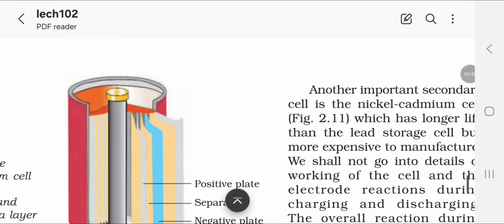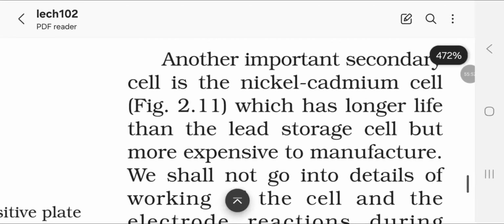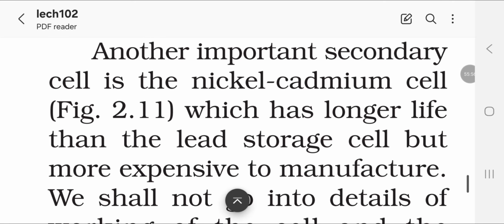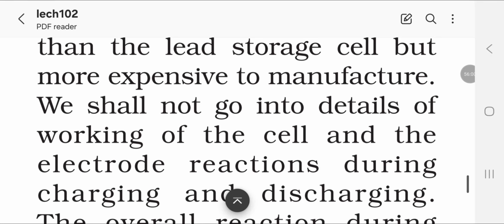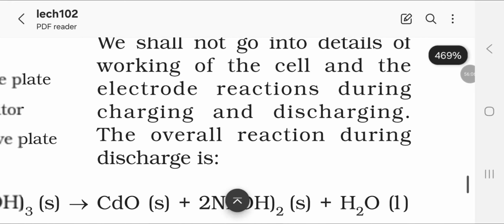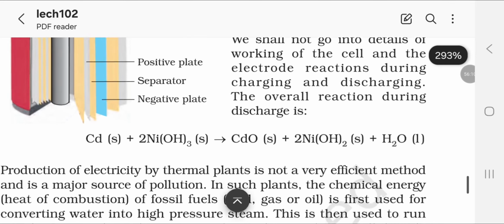Another important secondary cell is the nickel-cadmium cell, which has a longer life than the lead storage cell but is more expensive to manufacture. We shall not go into details of the working of the cell and the electrode reactions during charging and discharging. The overall reaction during discharge is Cd + 2Ni(OH)3 gives CdO + 2Ni(OH)2 + H2O.